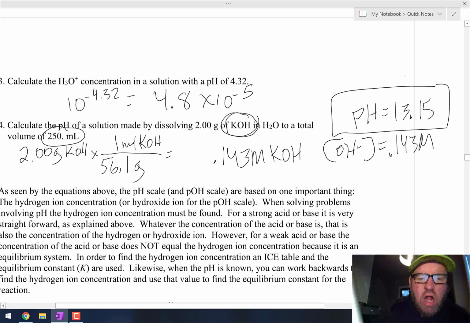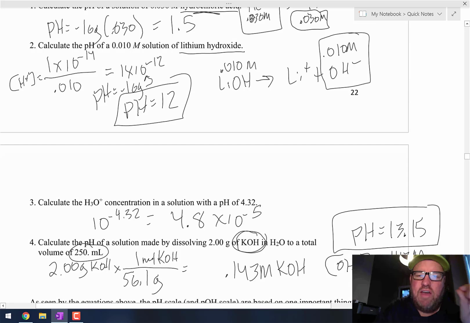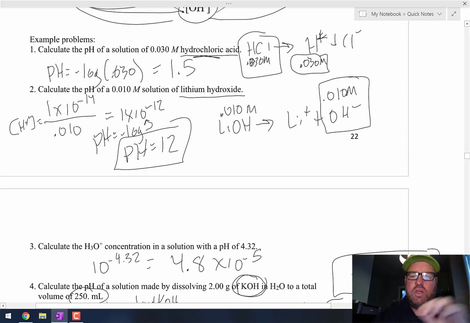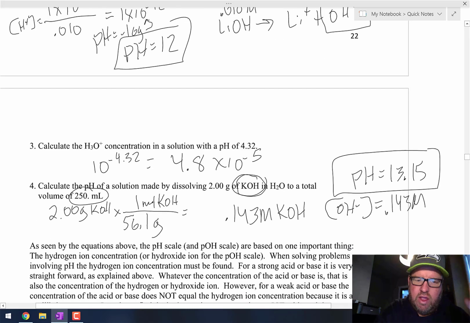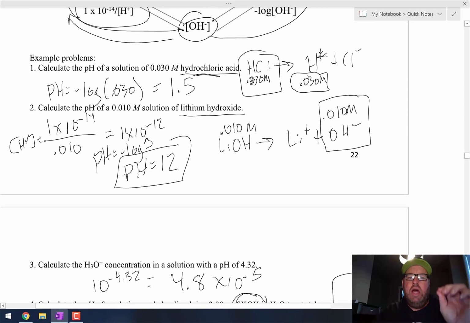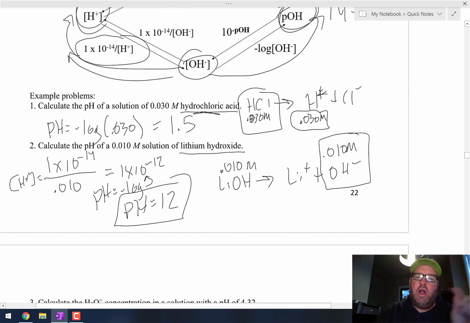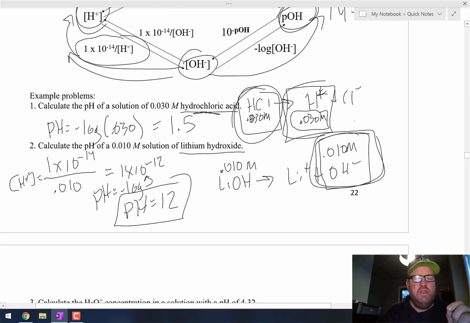Now notice all of these examples that we've done so far have all dealt with strong acids or strong bases. Okay, in the next video, we're going to talk about what happens when it's a weak acid or a weak base. How does that affect the pH? Again, remember that pH and pOH are not a measure of the acid. They're a measure of the hydrogen ion or the hydroxide ion concentration. So anytime you use pH, you're always solving for this number, the hydrogen or the hydroxide ion concentration.